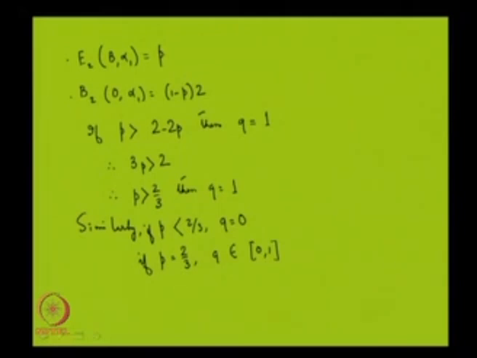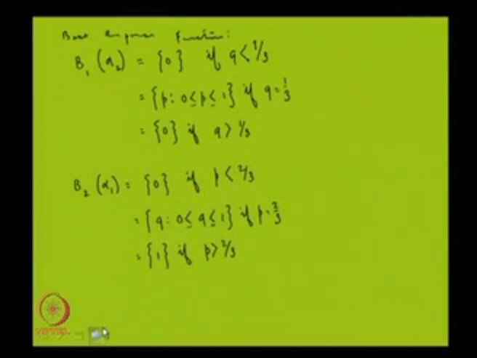Okay, if p is greater than 2/3, q is equal to 1. So, let us try to see how it translates in terms of diagrams. Let us suppose this is 1 and this is 1. Now, what is the critical value of q? The critical value of q is 1/3. So, suppose this is 1/3. If q is less than 1/3, what we are having is p is equal to 0. So, this is the best response function.